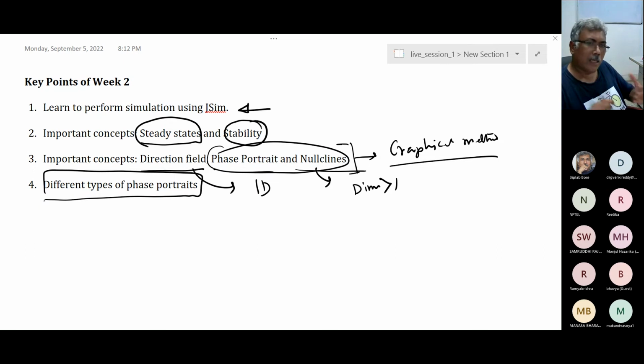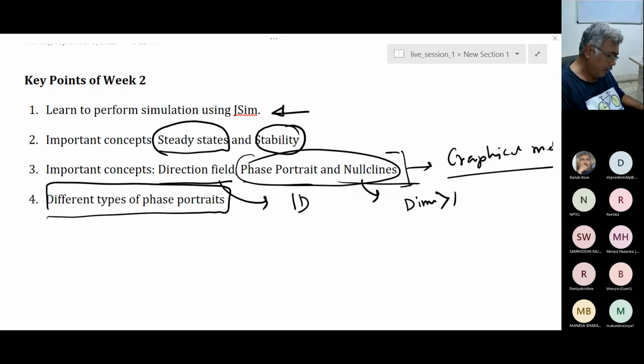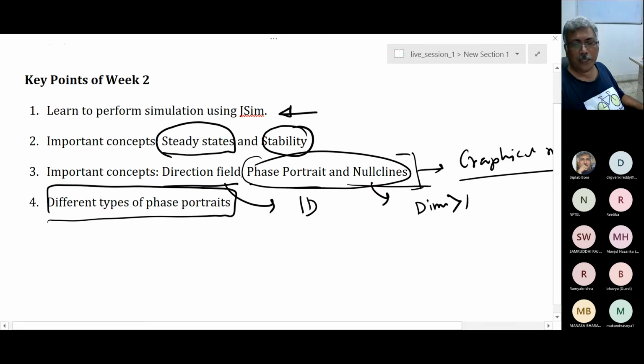And remember, in many quizzes, exams, and interviews, people ask questions based on this type of phase portraits, right? So this is a very important topic. Phase portrait and different types of phase portrait is very important in the second week's lectures of our course. So I'll stop here because these are the key points of second week lectures that you should keep in mind and focus upon when you are preparing for exams and quizzes.